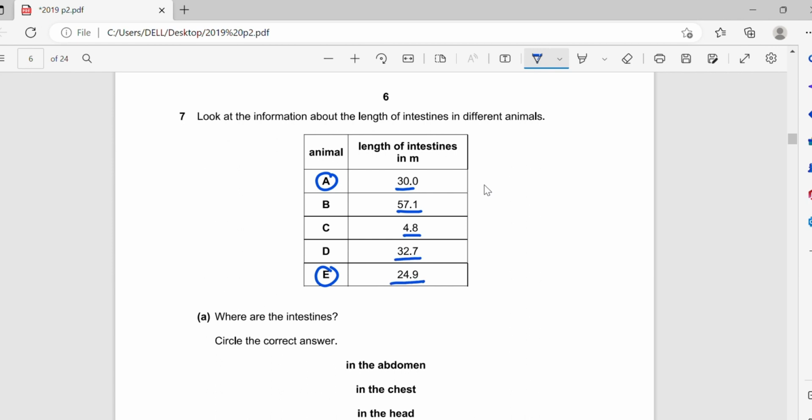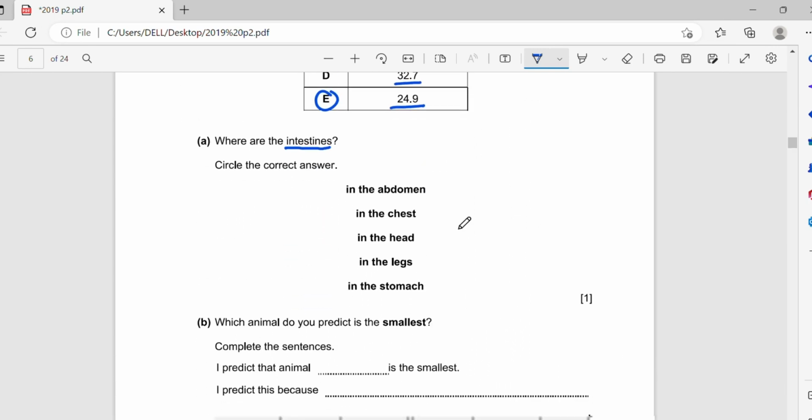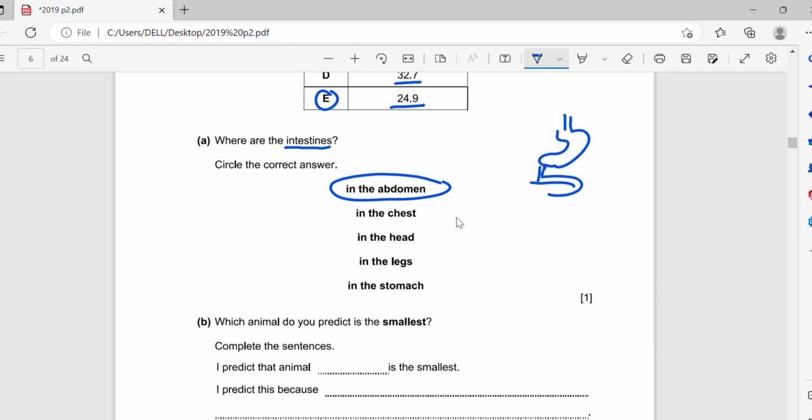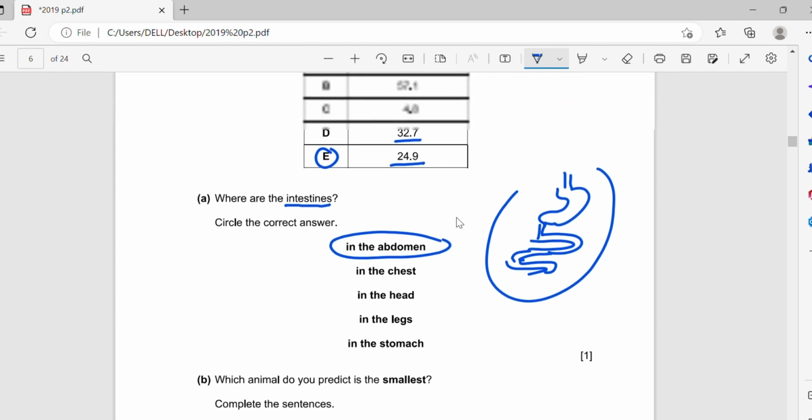Where are the intestines? Where is the intestine found in the human body? In the abdomen, in the chest, in the head, in the legs, in the stomach. What's the correct answer? Great, in the abdomen. لأن احنا عندنا بتبقى الستومك، بعدها السمول intestine، بعدها اللارج intestine. كل ده في الابدومن.